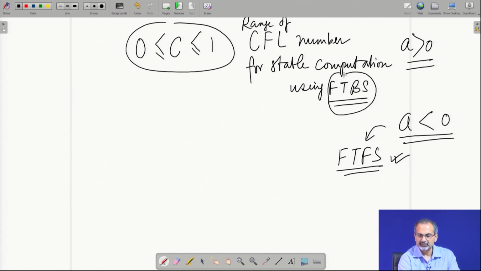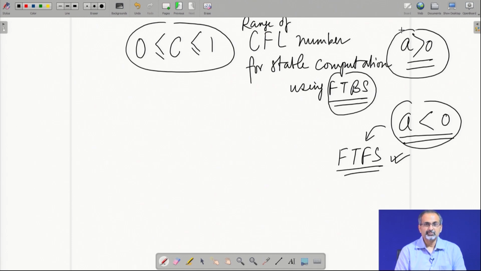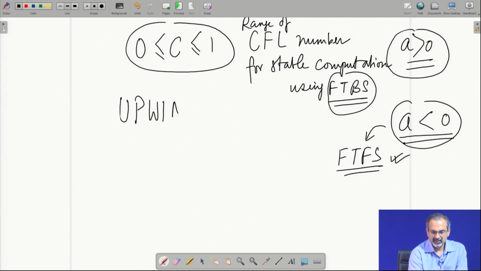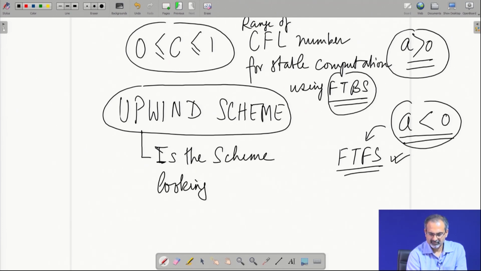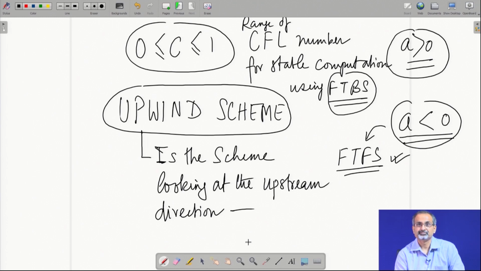So, we are seeing that forward difference works for a less than 0, while backward difference works for a greater than 0. So, can there be a generalized structure in that case? The generalized structure is what is called an upwind scheme. That means, is the scheme looking at the upstream direction, which basically means the direction from which the wave is moving towards you at any given point of time. So, that would be considered as the upstream direction.